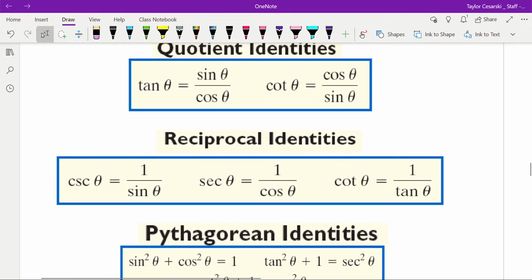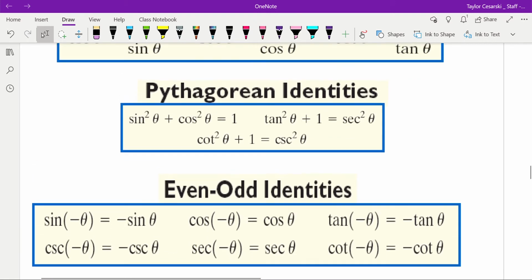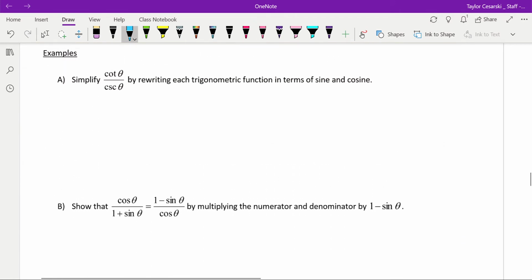So these just review your trig identities. What are sine, cosine, tangent, cosecant, secant, etc., and your Pythagorean identities. These are going to be really important for you to remember as well. Okay, so let's get to some examples. It's going to be really identifying and remembering what those identities are.